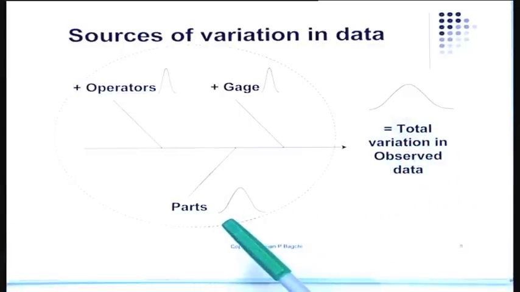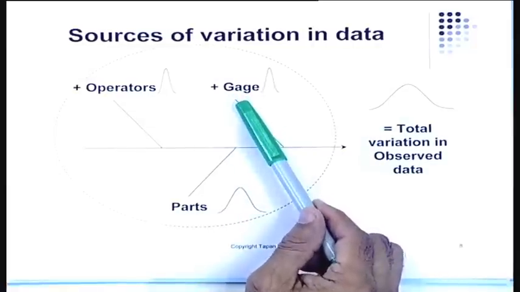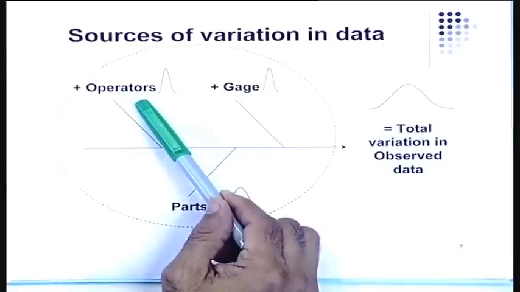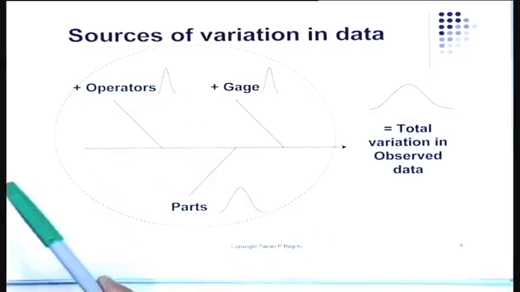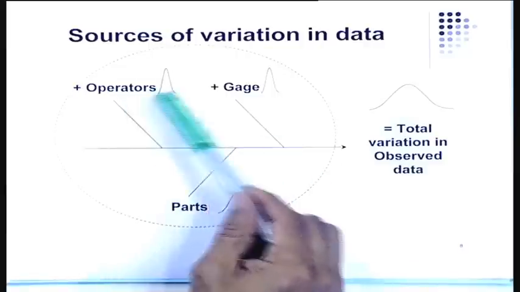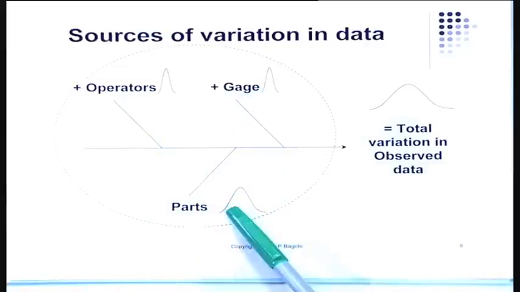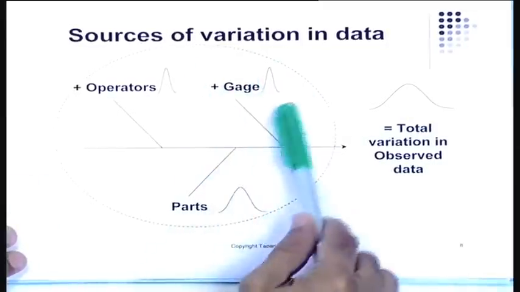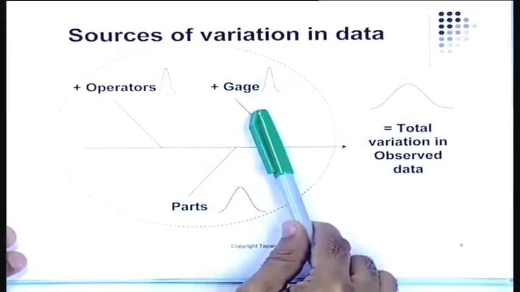But what happens in the real world? I am using a real gauge which has some repeatability problem. I've also got a bunch of operators, and they are contributing their reproducibility variance. So what I observe is partly due to this, and of course then I've got the true part to part variation also there. Right now I'm going to tell you how to get an estimate of this. This is the issue of repeatability.